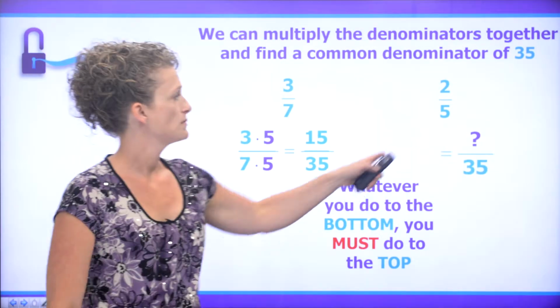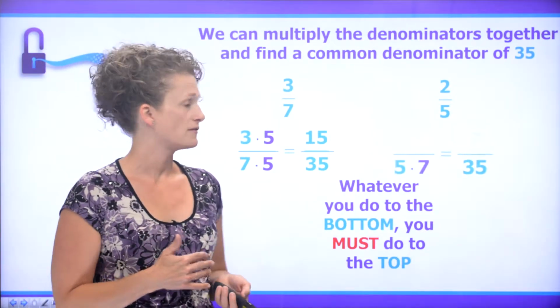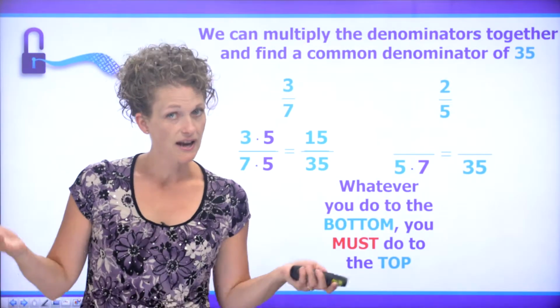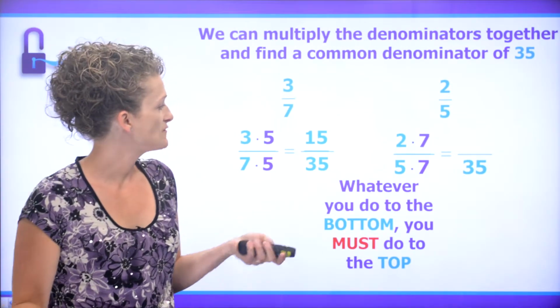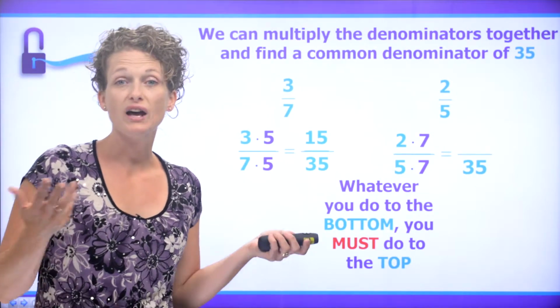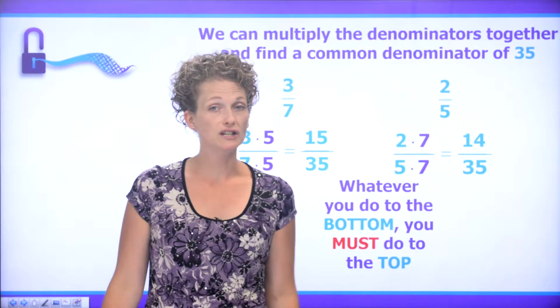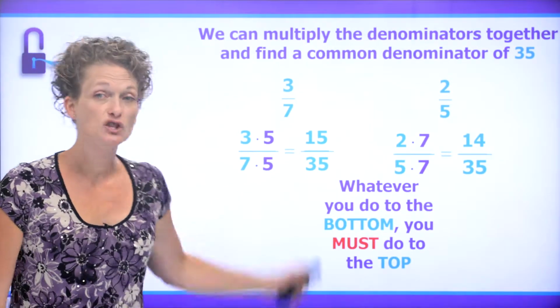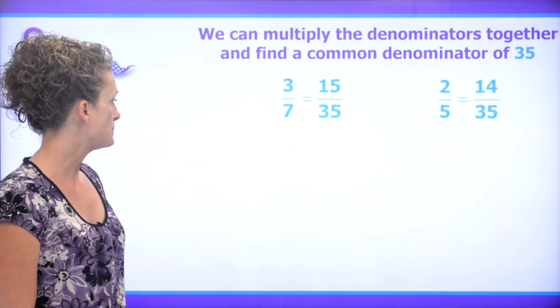Now let's do the same thing to 2/5. What did I have to multiply 5 by to get 35? Well, I know from my times tables, I have to multiply 5 times 7. Whatever I do to the bottom, I have to do to the top, so I have to multiply the 2 times 7 as well. And when I do that, I get 14 over 35. So now I have two fractions that have the same denominator, so I can compare them.